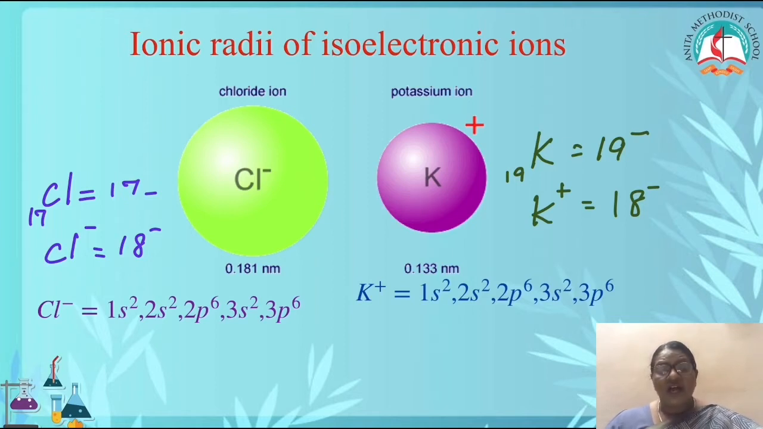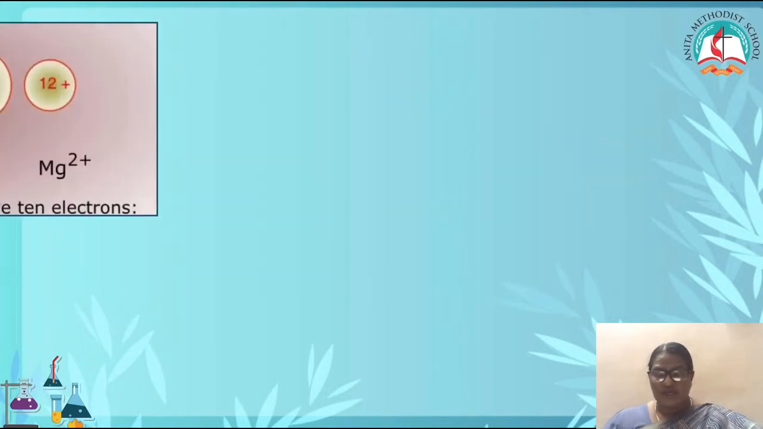So here, more positive charges and fewer electrons, therefore there is a contraction in size. But here, 17 positive charges and 18 electrons, therefore the size increases. So always understand that cations are smaller in size.